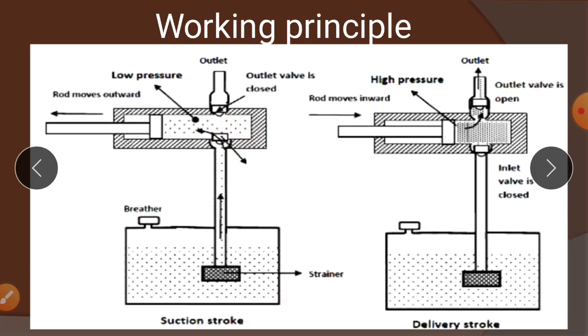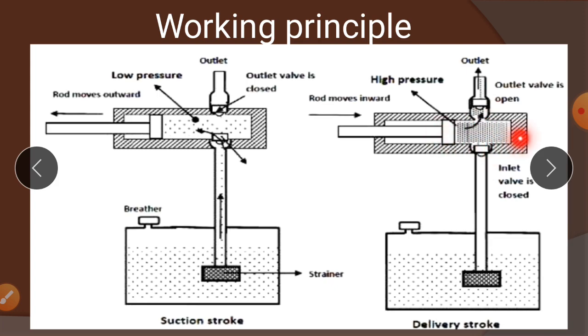Next, in the delivery stroke, the piston moves to the right side, from left to right. It closes the inlet valve because of the high pressure, and it opens the outlet valve.